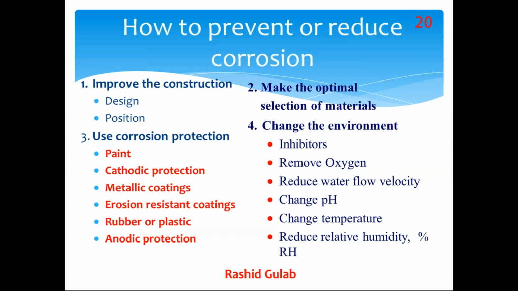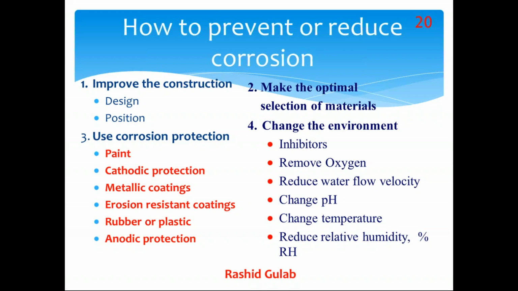Then what next? Make the optimal selection of the material. Most of the time the companies are selecting cheap material. Maybe I give them money to use something of good quality, and they go to the market and purchase some low alloy steel, and they use this. When they use low quality material, we cannot stop the corrosion, because it is low quality material and it will corrode soon.